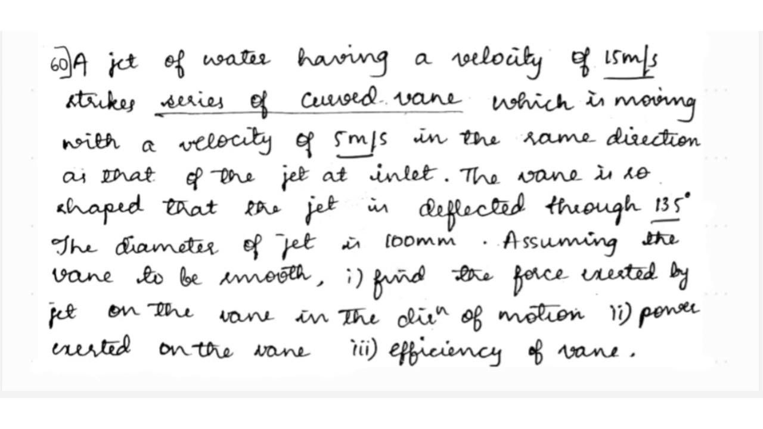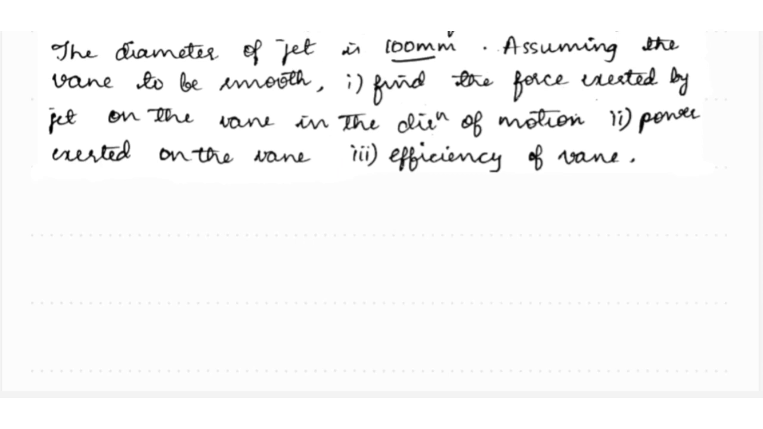The diameter of jet is 100 mm. Assuming the vane to be smooth, find the force exerted by jet on the vane in the direction of motion. Second is power exerted on the vane, and third one is efficiency of vane. So let us write down the given data here.